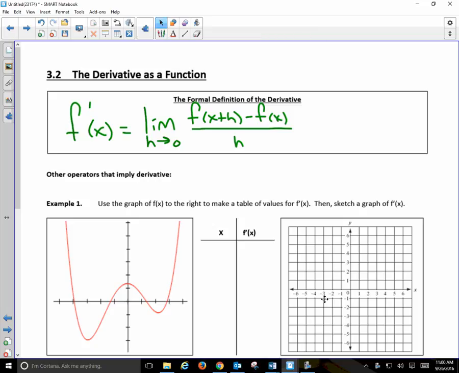Okay, so today you learn the formal definition of the derivative. The formal definition of the derivative is similar to what you've seen before. It's the limit as h goes to 0 of f of x plus h minus f of x all over h. How is that different than what we saw on Friday and Thursday of last week?